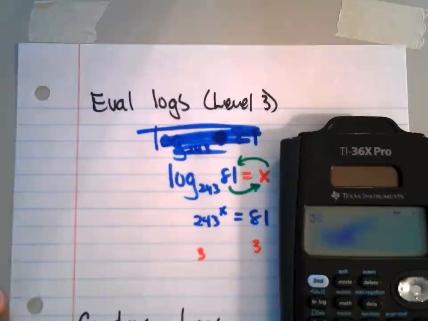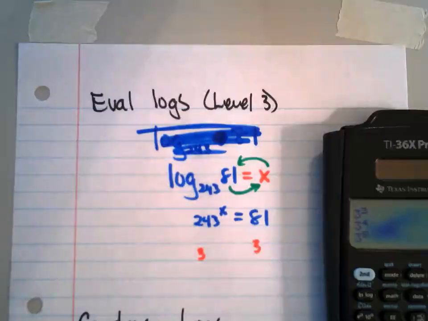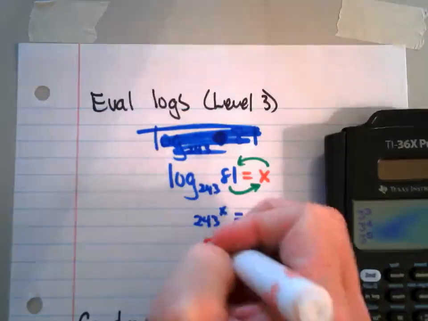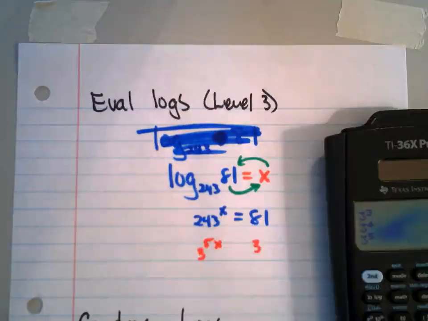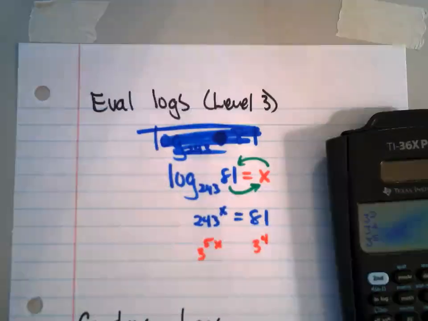3 to the third power is 27. 3 to the fourth power is 81. 3 to the fifth power is 243. So right here, I gotta move the calculator. 3 to the fifth power is 243, and 3 to the fourth power was 81.